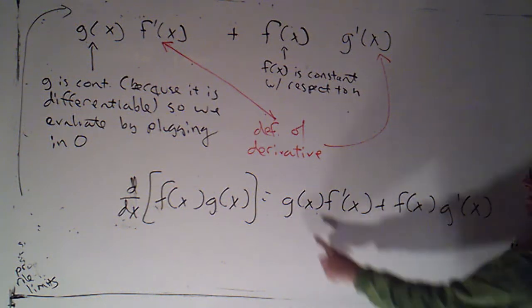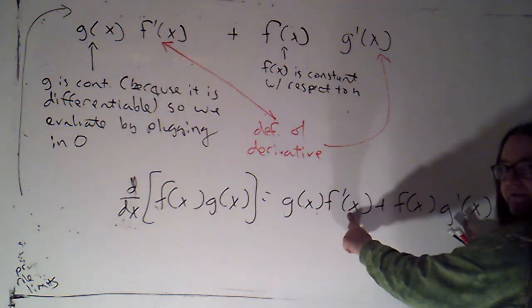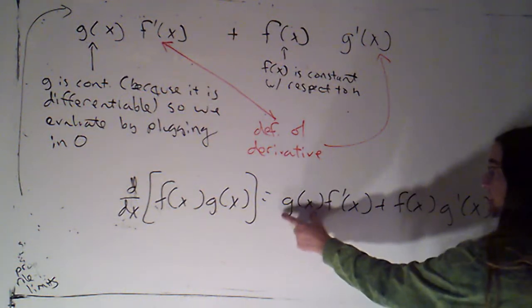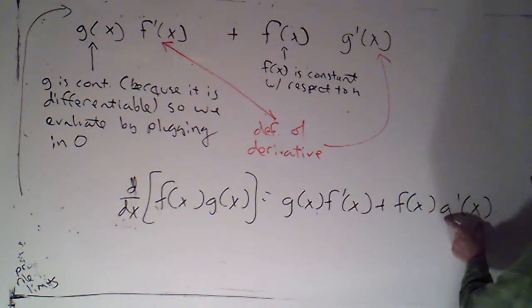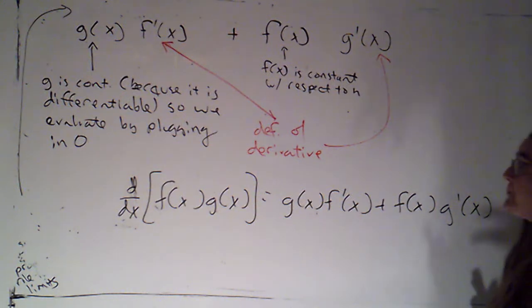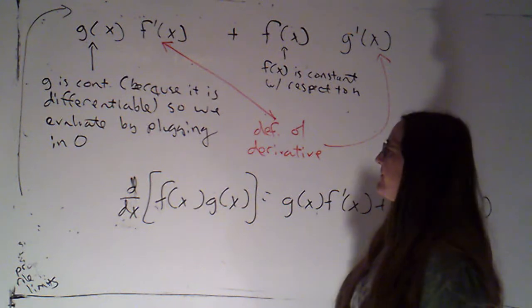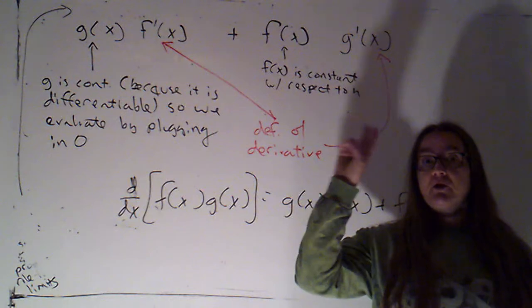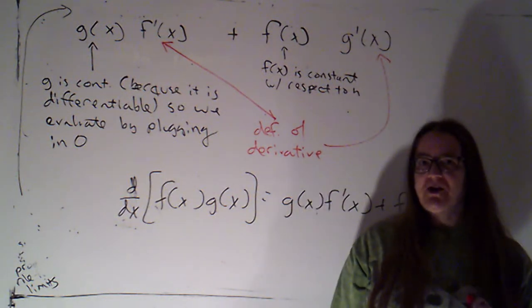Each product consists of one of the original functions, either g or f, and one of the derivatives, either f prime or g prime. And you're mixing them. When you have the original g, you multiply that by the derivative of f. When you have the original function f, you multiply that by the derivative of g. Okay. So basically, we can build our formula for the derivative of a product of two functions out of four functions: the two original functions, f and g, and their two derivatives, f prime and g prime.